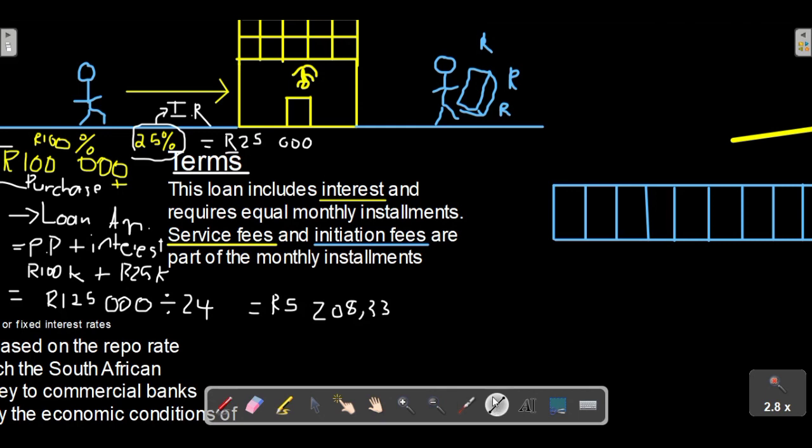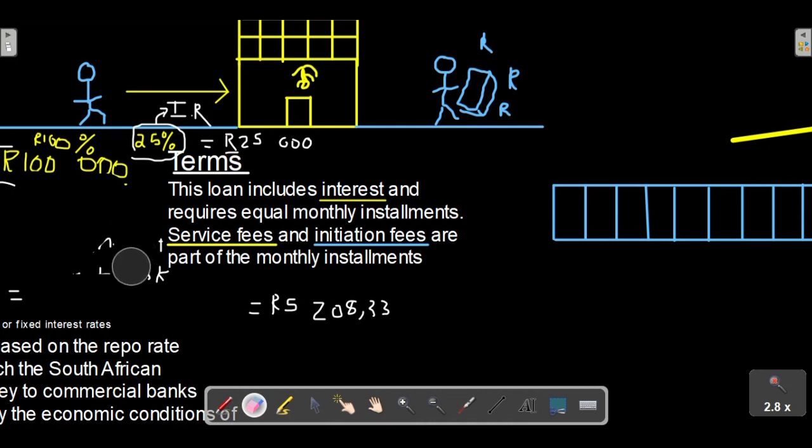Monthly installments can also sometimes include service fees and initiation fees. These are fees that help process your loan, right? So they can be included in the monthly installments, or sometimes you'd have to pay them as a deposit. They're included in the deposit. So it really differs. Again, terms differ, guys, right? I hope you guys are following me here. So that's how you would calculate the loan amount there.